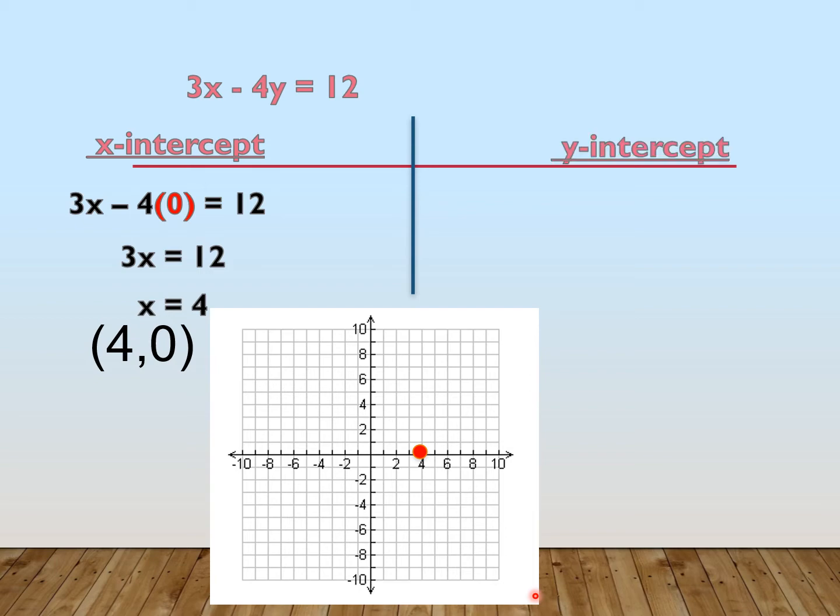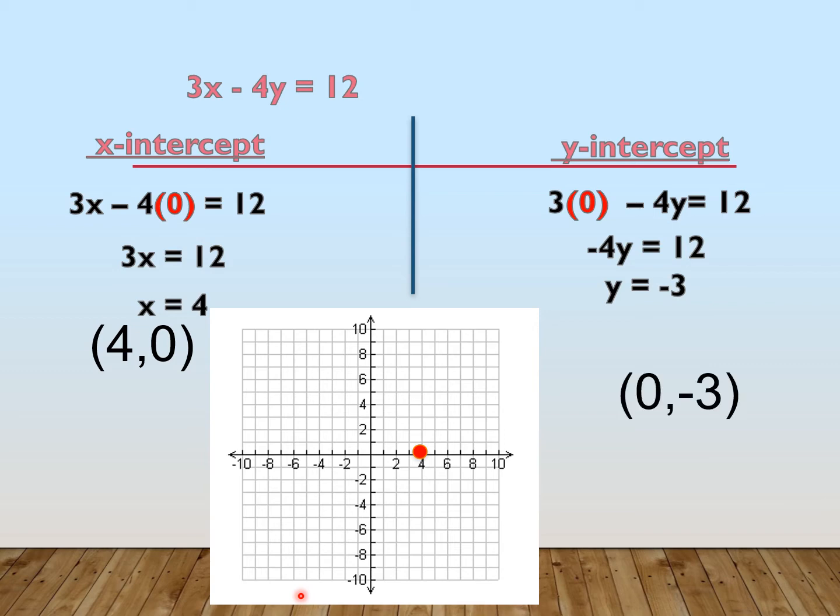Then, let's find the y-intercept. So, to find the y-intercept, let x equal to 0. So, papalitan natin po si x ng 0 by substitution. Then, simplify. Ang natira na lang po dito ay negative 4y kasi 0 na po yan, is equal to 12. Then, again, use division property of equality. We divide both sides of the equation by negative 4. Then y is equal to negative 3.